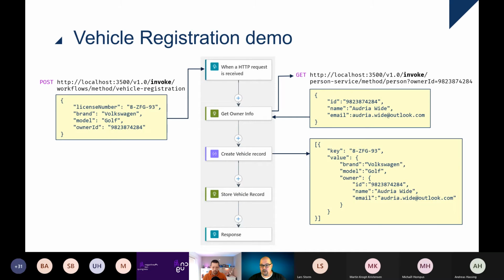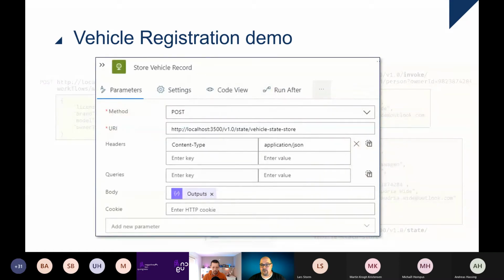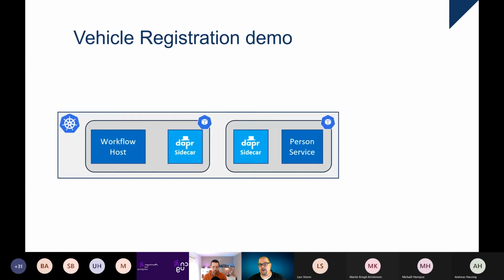Once I have this vehicle record, I will store it using the state management API of Dapr. So again, I'm just calling the Dapr API, the state management API, on my local sidecar, and then it gets stored, and then we send back a response if everything is okay. So this is a really simple workflow using just HTTP to interact with my Dapr sidecar.